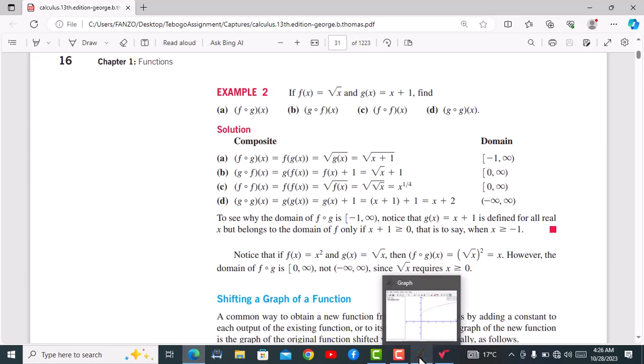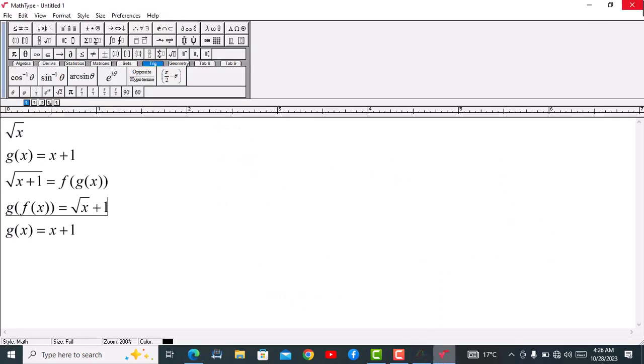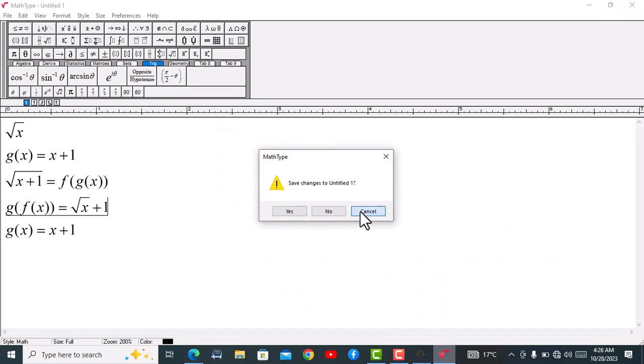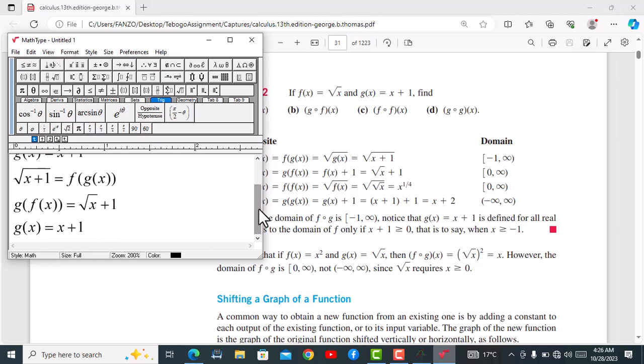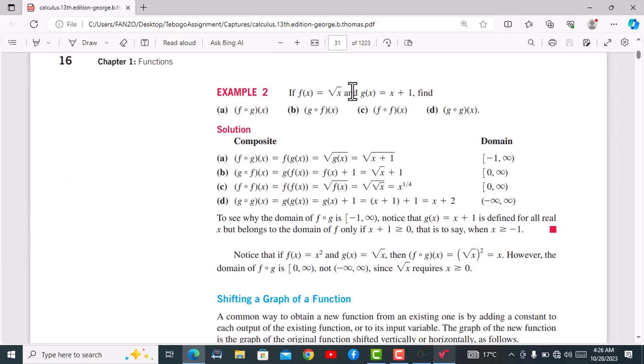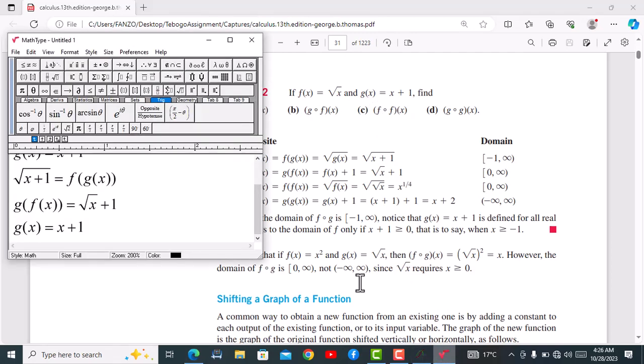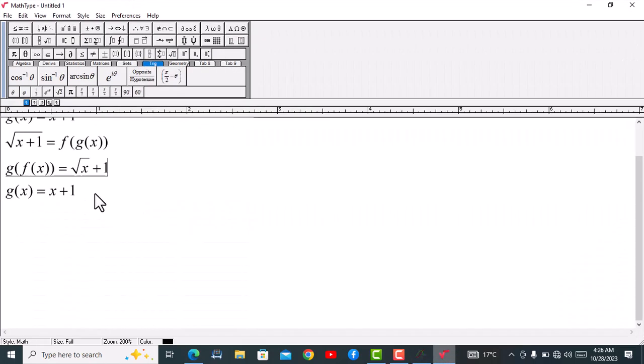And let's see how Thomas sees things. 0 included to positive infinity. Let me just cancel. What we have is the square root of x plus 1. So we can also define f inside of f like that. Let me just show you how that works.